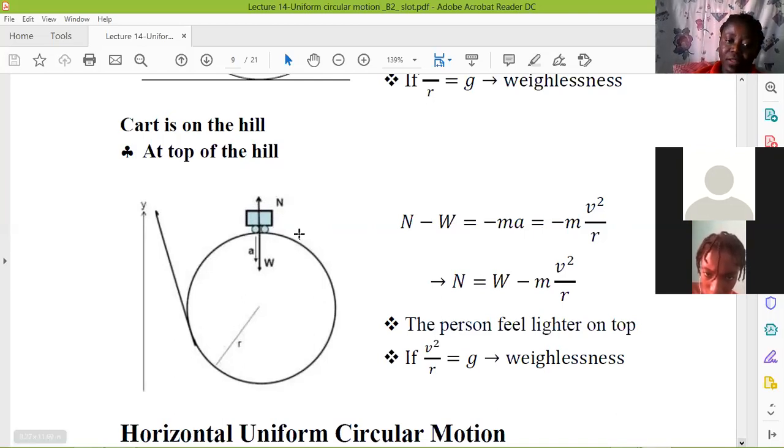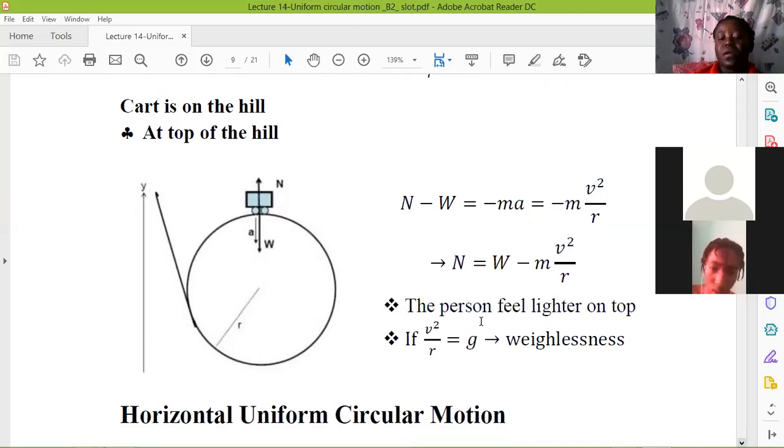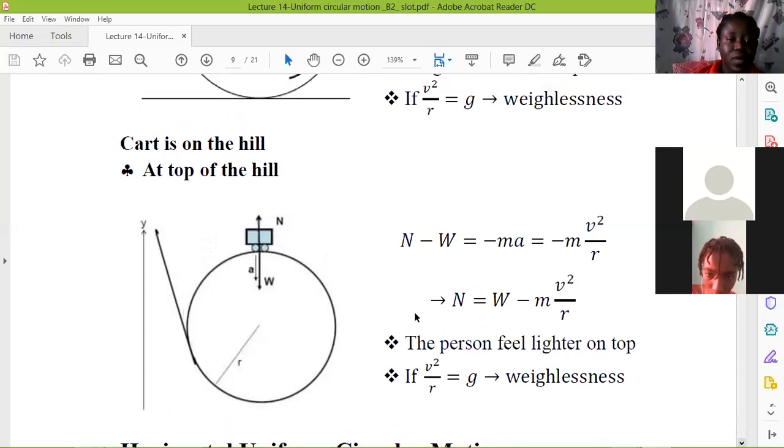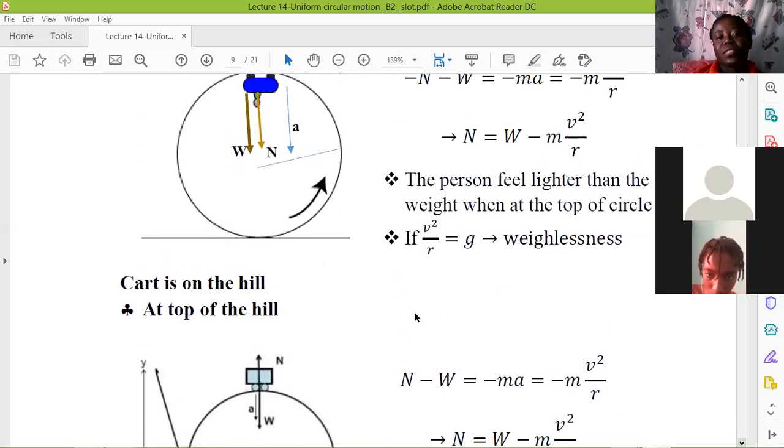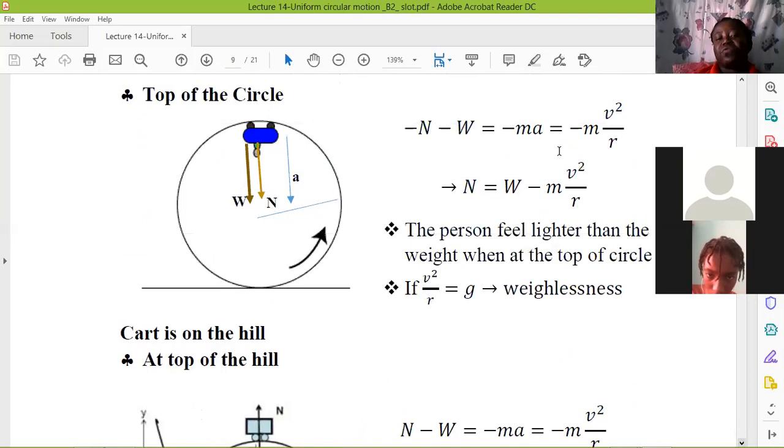Remember, don't confuse this one with the previous one. Here you are on top of the surface, outside the surface, while in the other one you were inside the surface. When you are on top, you will feel lighter than your weight. That's why you have the weight minus that is equal to that. It's almost the same as what you feel when you are inside.